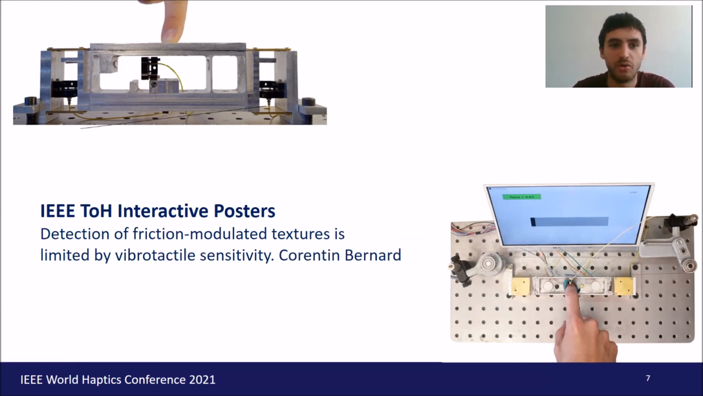If you want to know which of the two hypotheses was confirmed by our experiment, please come see my poster. You may also be interested to see the first sensor that we designed, based on an interferometer, to measure friction variation with a better sensitivity than a human finger.